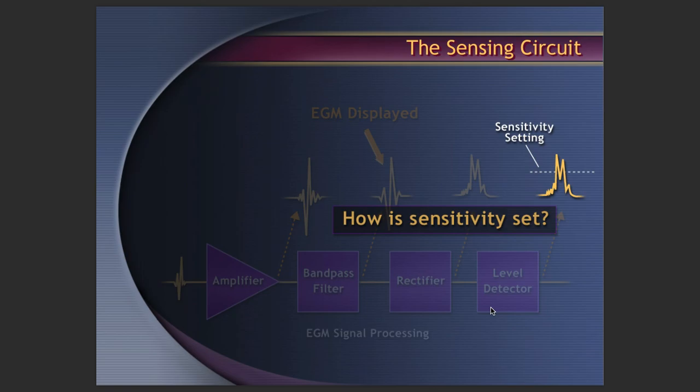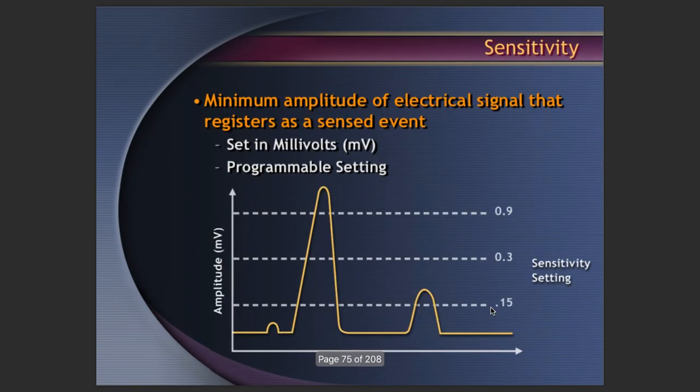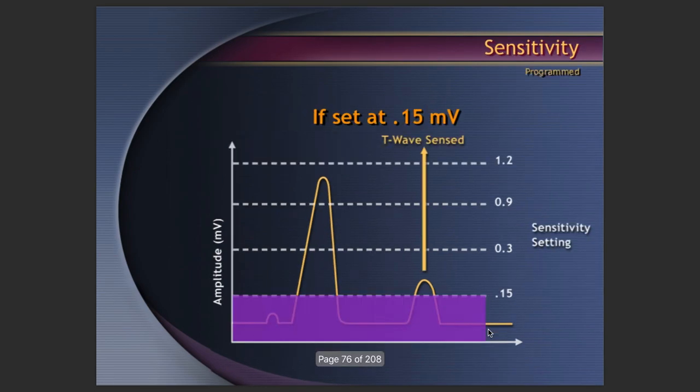About the sensitivity, an important question is how to set the sensitivity. Let's try to understand it. So what happens is, sensitivity is defined as the minimum amplitude of the electrical signal that registers as a sensed event, okay? And it is set in terms of millivolts or even programmable settings. So for example, this is how a typical deflection is seen over here.